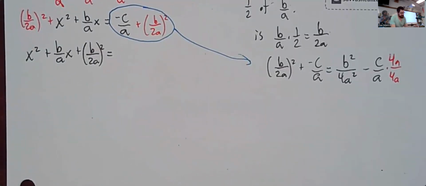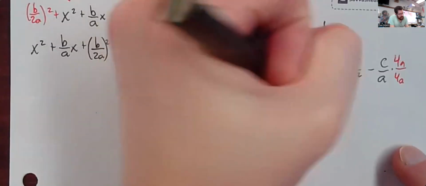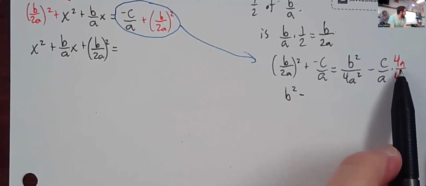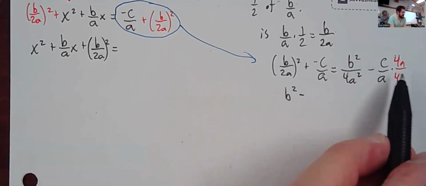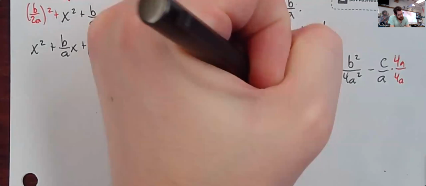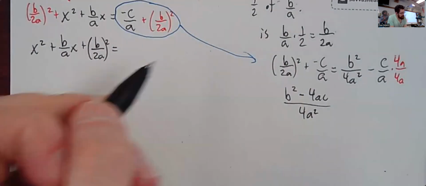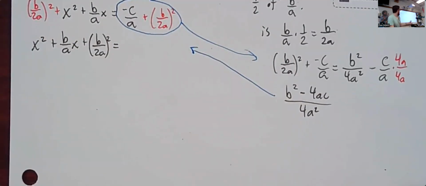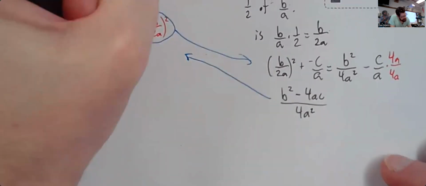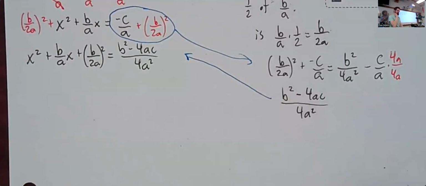So we're going to get, and then we can write everything over the same denominator. So that's going to be b squared minus c times 4a. If we rearrange this, putting the number first and then going alphabetically, that would be minus 4ac. And then it's over 4a squared because we have a common denominator. So now we can take this and put it back here. That's what the right side of the equation equals when we add those things together. So that's b squared minus 4ac over 4a squared.